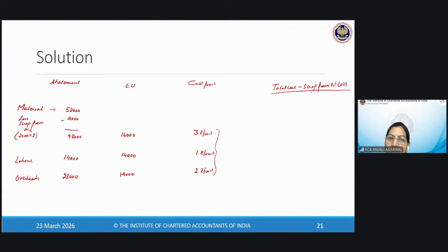That loss is not to be reduced for the good units. Okay. One difference which we have taken is here we are not taking the total cost of material, labor, overheads. We are deducting the scrap from normal loss only from the total material cost. Because here we have to find out the cost per unit for each element, material, labor, overheads. So the entire credit of scrap realized from normal loss goes to the material only is assumed. Okay. Only 4,000 will be deducted here. Even if there would have been 1,000 abnormal loss, 6,000 will not be deducted. Only 4,000.